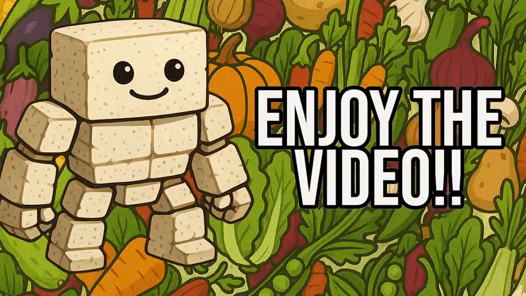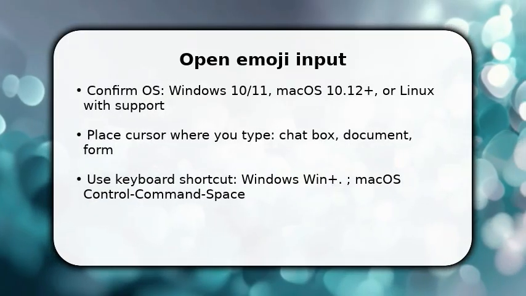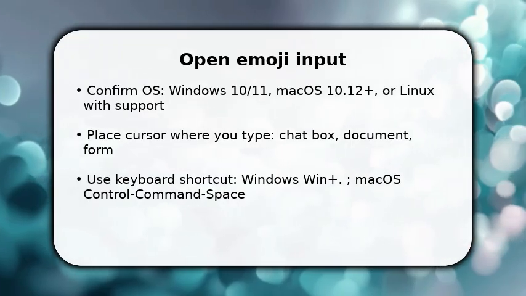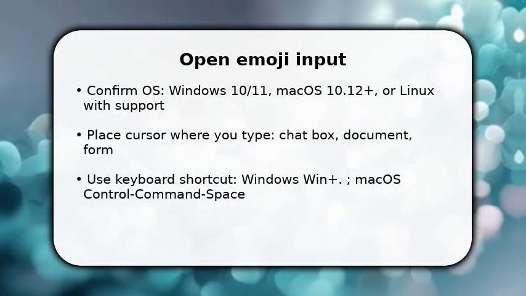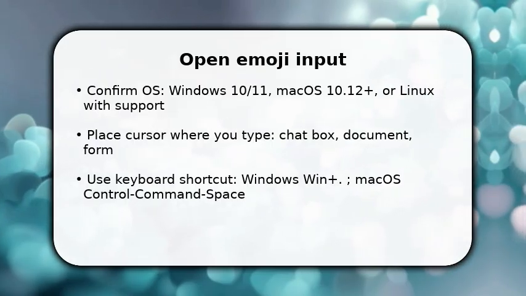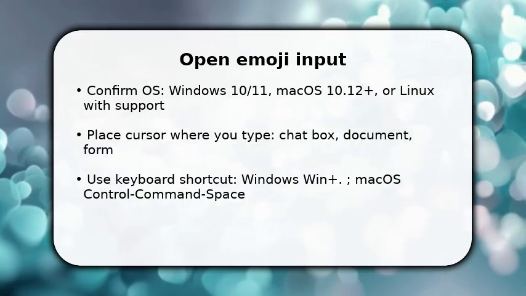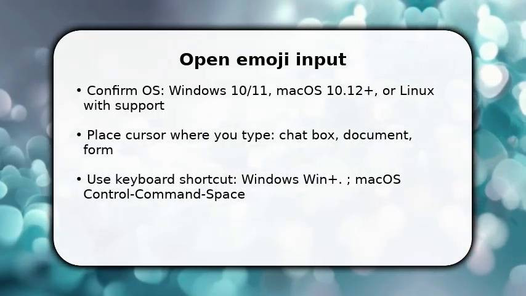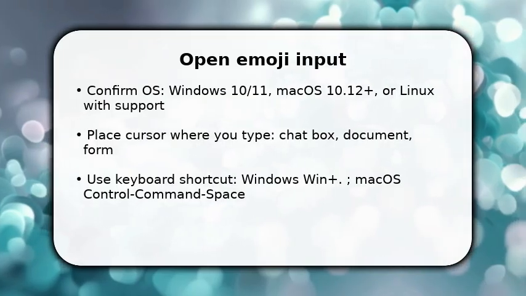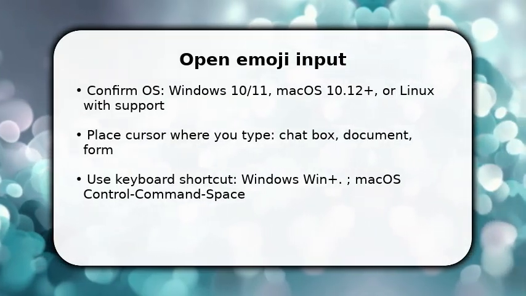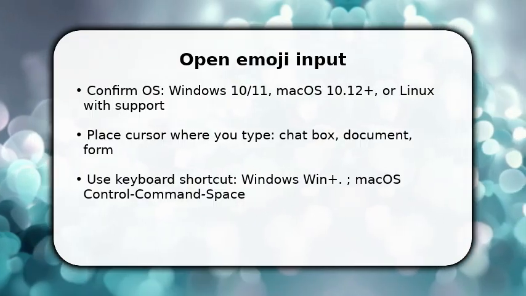Please enjoy the video. You start by opening the emoji picker so you can insert symbols quickly. First, place the typing cursor in the field you intend to modify. This targets output. Once done, use the OS shortcut: Windows, Win plus period; Mac OS, Control-Command-Space to reveal the panel. If you prefer, right-click and check for an emoji option in contextual menus.